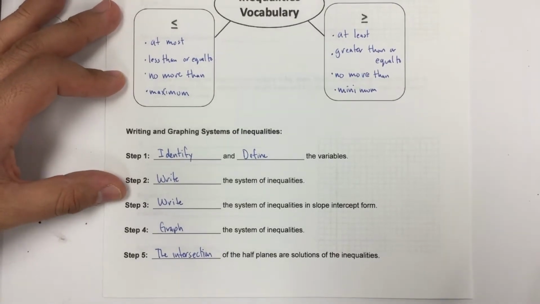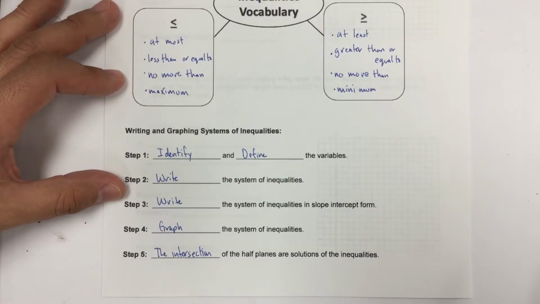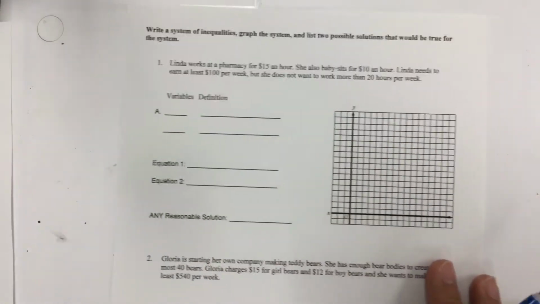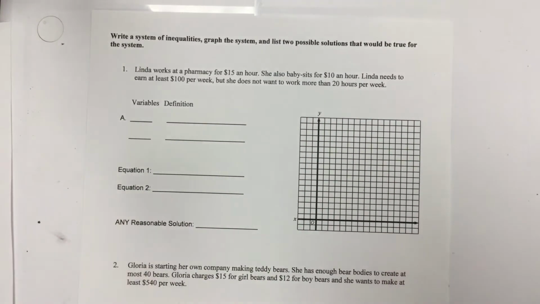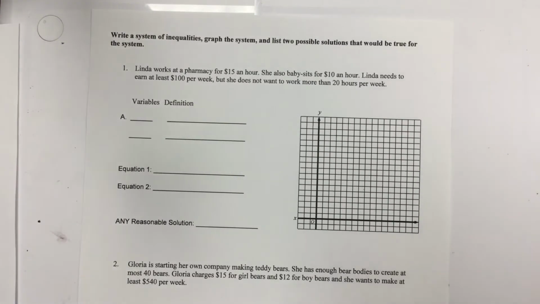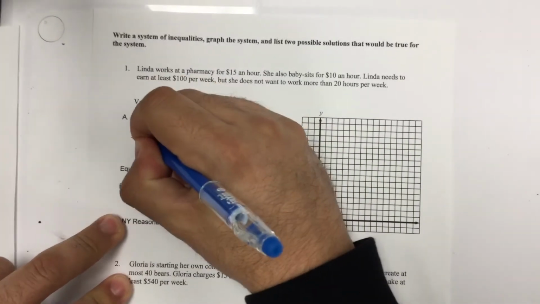Now, since these are word problems, we have to make sure that the solutions we come up with do make sense. All right, so let's go ahead and take a look at two problems here. So it says, write a system of inequalities, graph the system, and list two possible solutions that would be true for the system. So that's where that reasonableness comes in. Like, does it make sense in the situation? So for me, you'll always see me use X and Y.